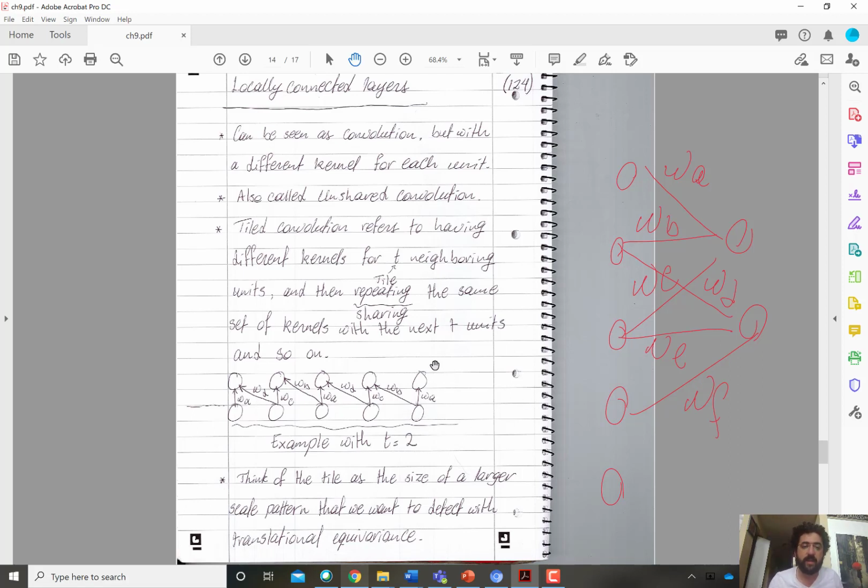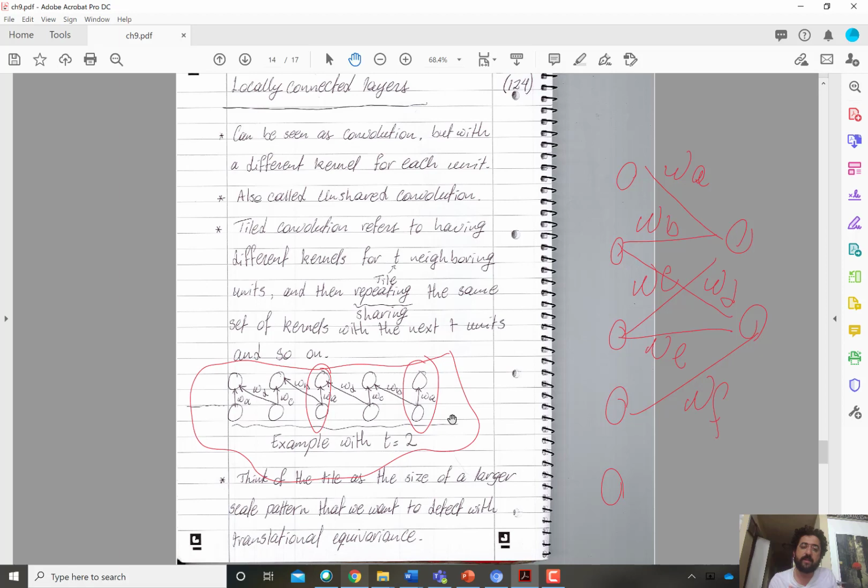So for example, in the example plotted here, this is an example with a tile t equal to 2, so every 2 units we share the same parameters. Here WA, WB go out of the first unit, WC, WD go out of the second unit, and then you repeat WA, WB again, WC, WD again. So it's the same parameter WA that is shared here and here, every 2 units instead of every unit. So this is like a trade-off.